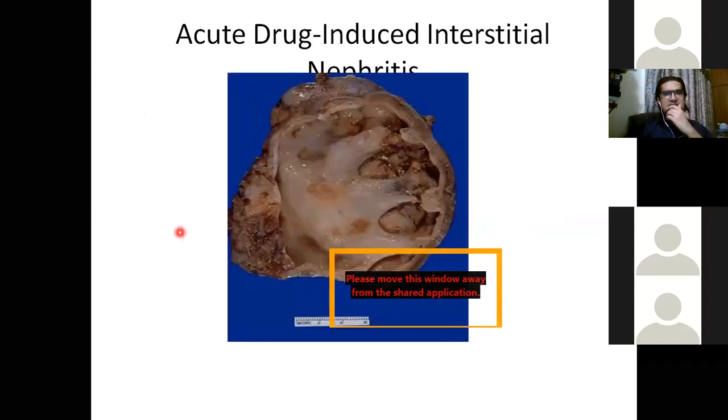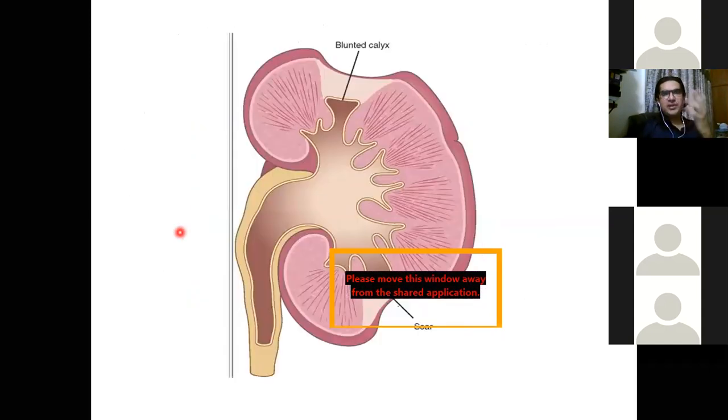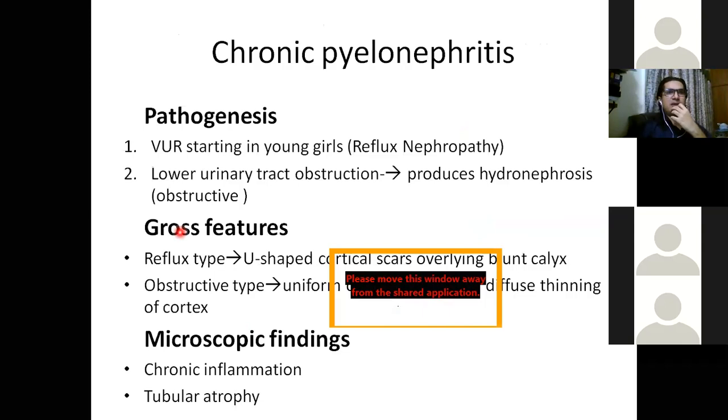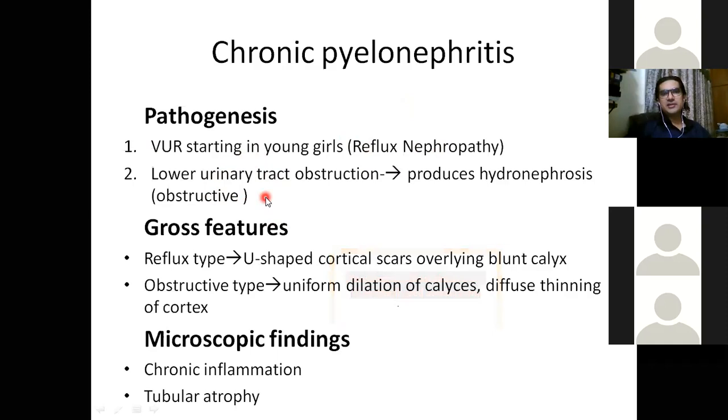One last thing I just want to point out, because this would be covered when you do pyelonephritis. There is an acute pyelonephritis and there is a chronic pyelonephritis. And there are two types of chronic pyelonephritis. One is called reflux nephropathy, and one is obstructive type of pyelonephritis.